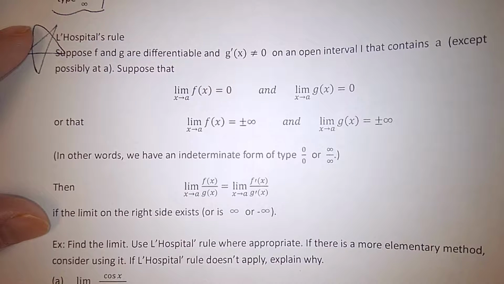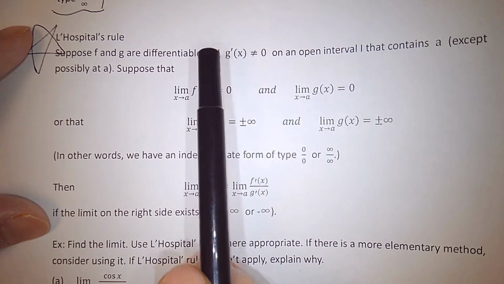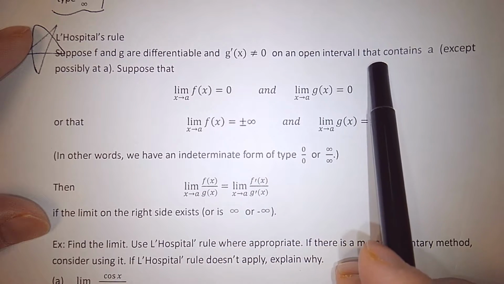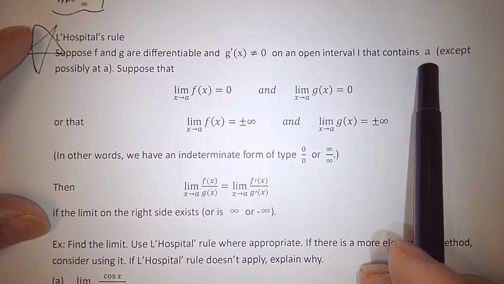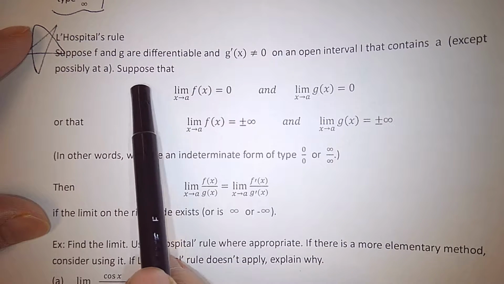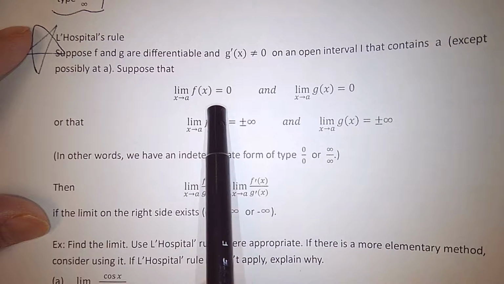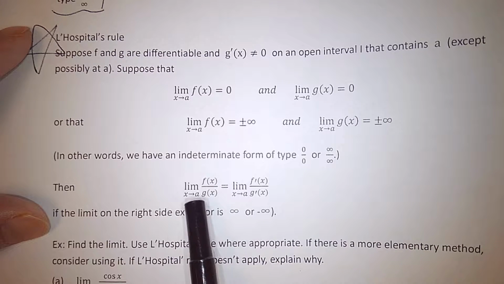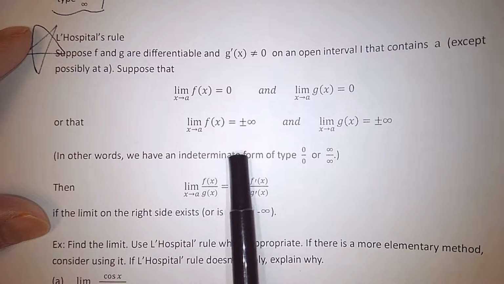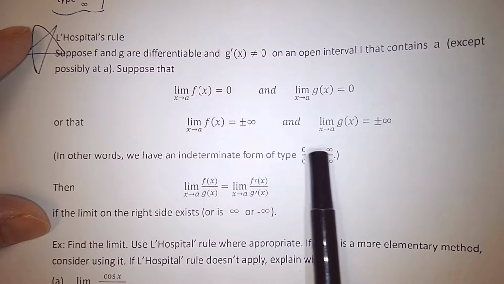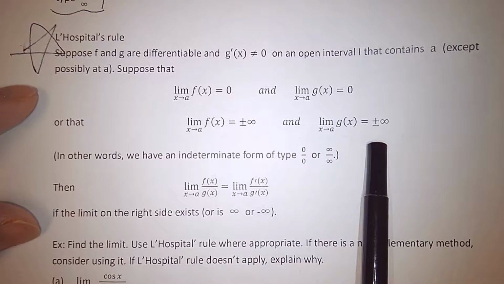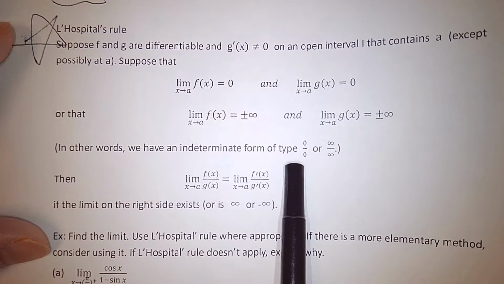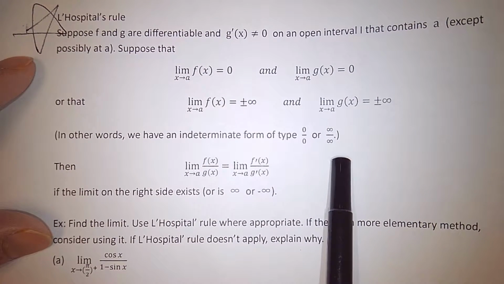Suppose f and g are differentiable and g prime of x is not equal to 0 on an open interval I that contains a, except possibly at a. Suppose that the limit of f of x as x approaches a is equal to 0 and the limit of g of x as x approaches a is equal to 0, or that the limit of f of x as x approaches a is equal to positive or negative infinity and the limit of g of x as x approaches a is equal to positive or negative infinity. In other words, we have an indeterminate form of type 0 over 0 or infinity over infinity.